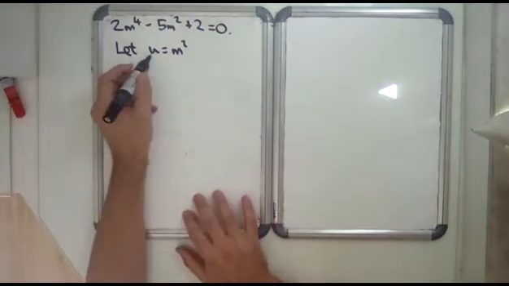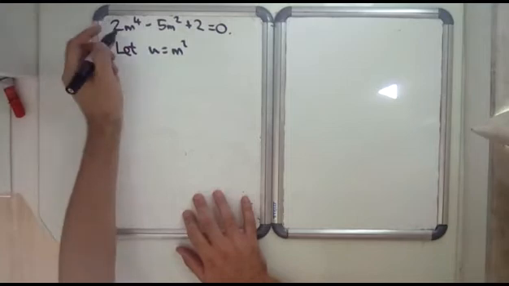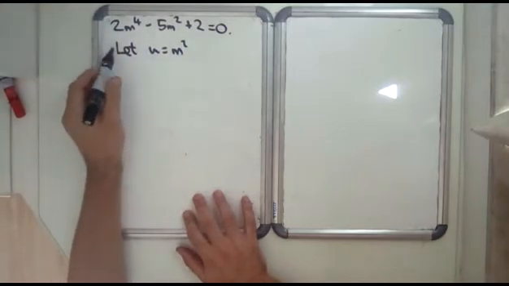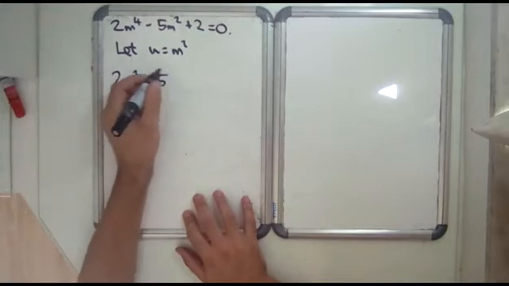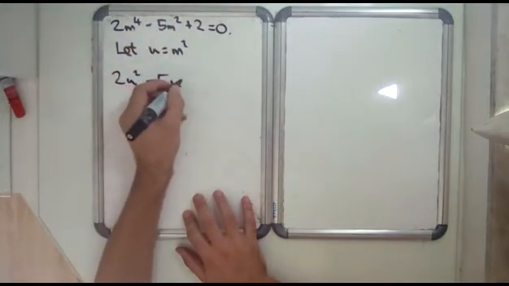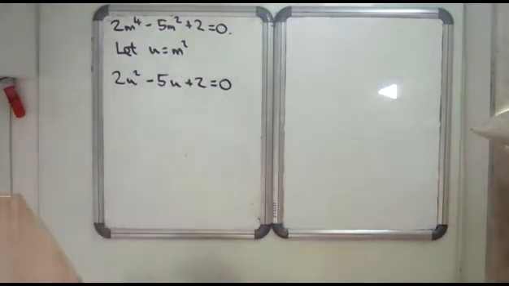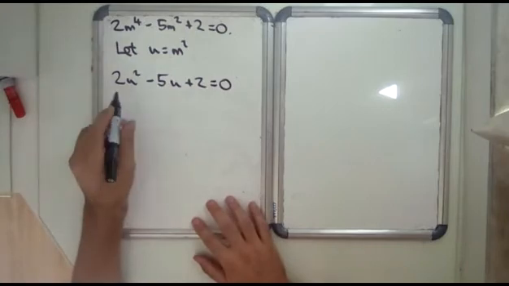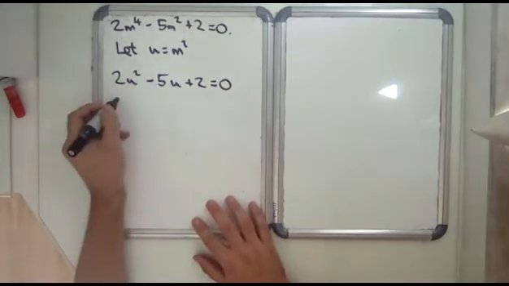So if U equals M squared, then U squared is going to be M to the power 4, so this is going to become U squared. If I rewrite this, I'm going to have 2U squared minus 5, well, M squared is just U, plus 2 equals 0. Now it looks like something that's a lot more manageable. I have a quadratic equation in U, everything's already nicely in order. I'm going to try and factorize it.